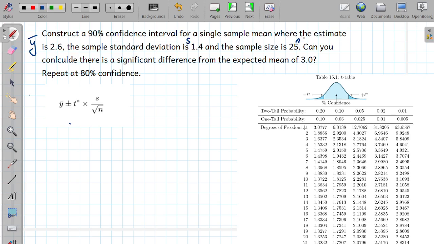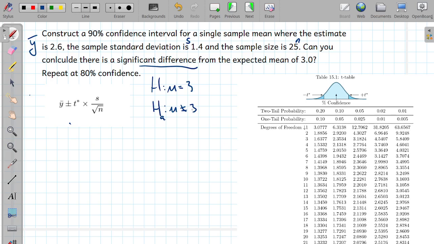We're going to repeat this at 80% as well, just to show you a couple of different things. So yes, you can answer hypothesis test questions with this type of thing. The null hypothesis would be that the true value of the mean is 3. And we're asking, is there a significant difference? So the alternative hypothesis would be that the mean is not equal to 3.